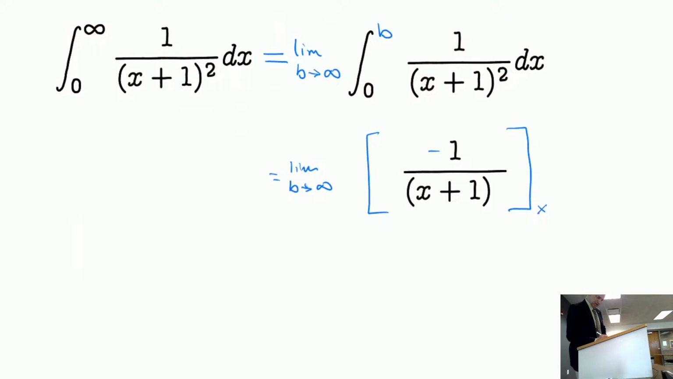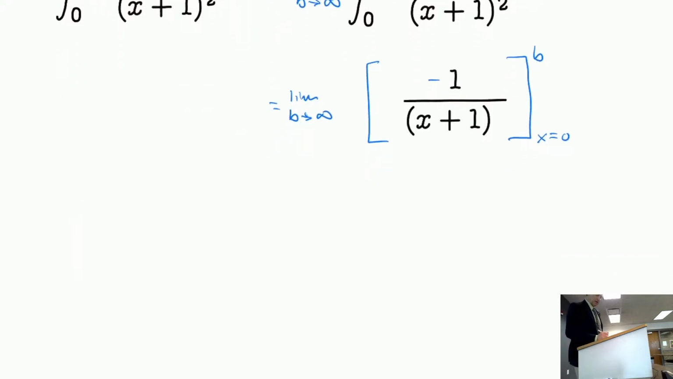How's that? X equals 0 to b. Did I get my antiderivative right? You can always do u substitution. U equals x plus 1. Du is equal to dx. So 1 over u squared is the same as u to the negative second power. The antiderivative is negative u to the negative 1, which is this here. So yeah, get your antiderivative correct.